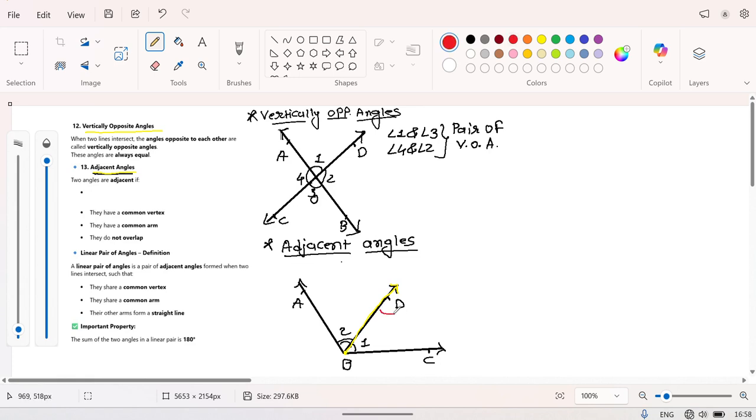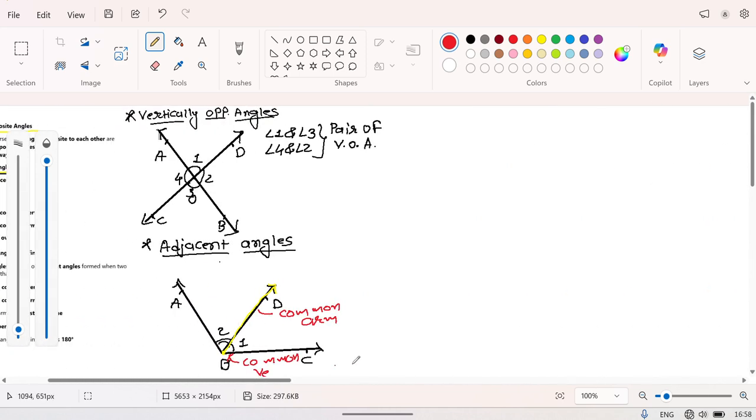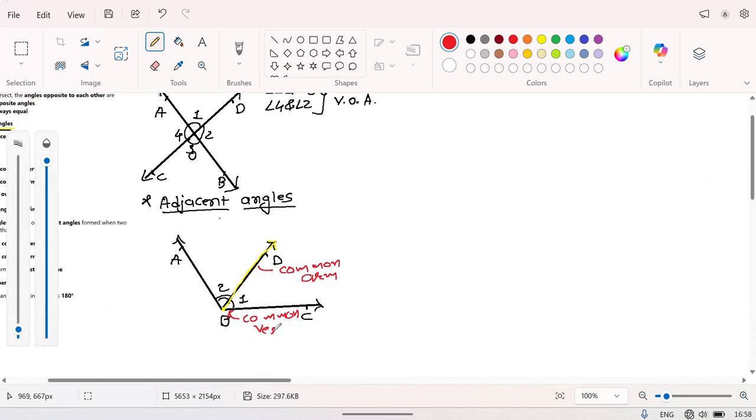Here this is the common arm between both the angles, and this is the common vertex. So those kinds of angles which come consecutively and both have a common arm and common vertex are called a pair of adjacent angles, or adjacent angles. So here angle 1 and 2 are adjacent angles.